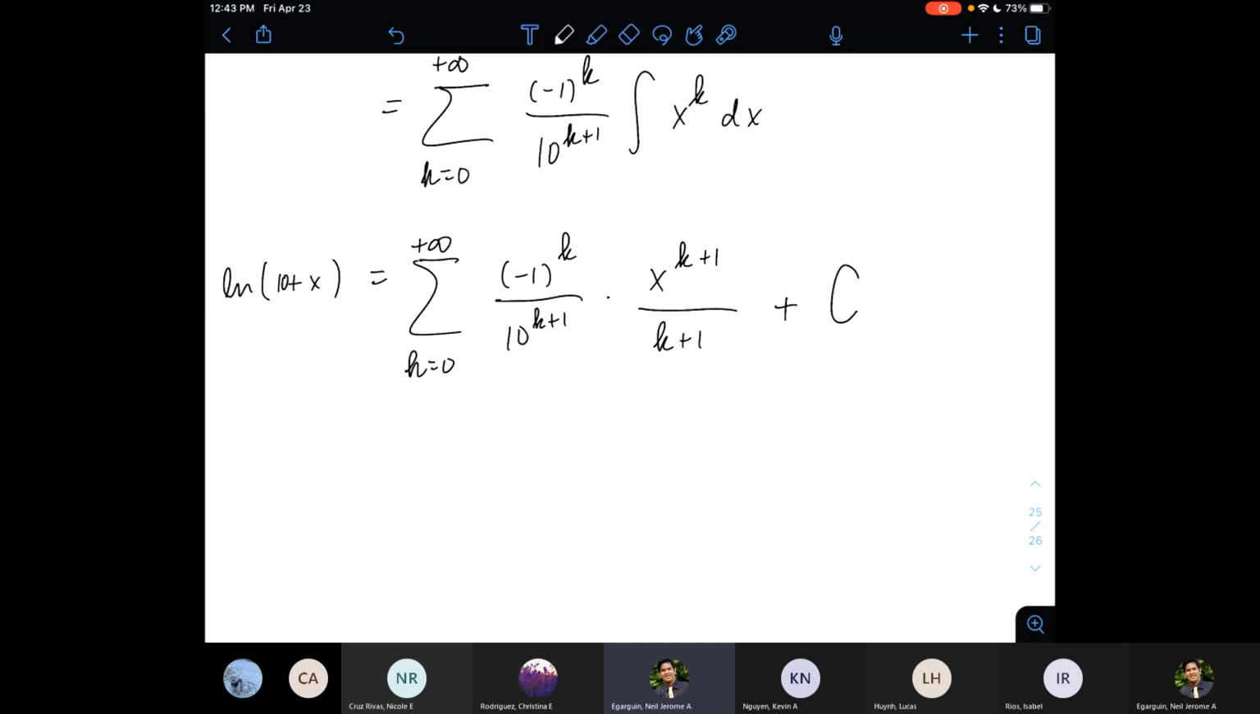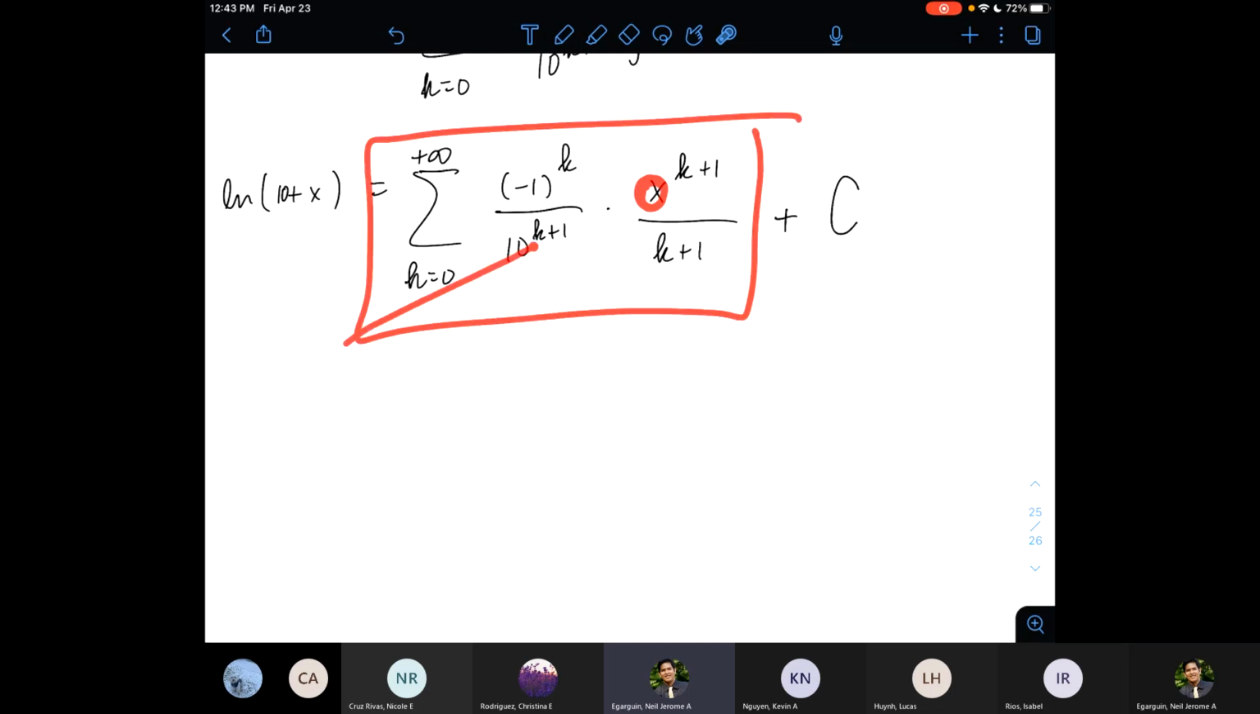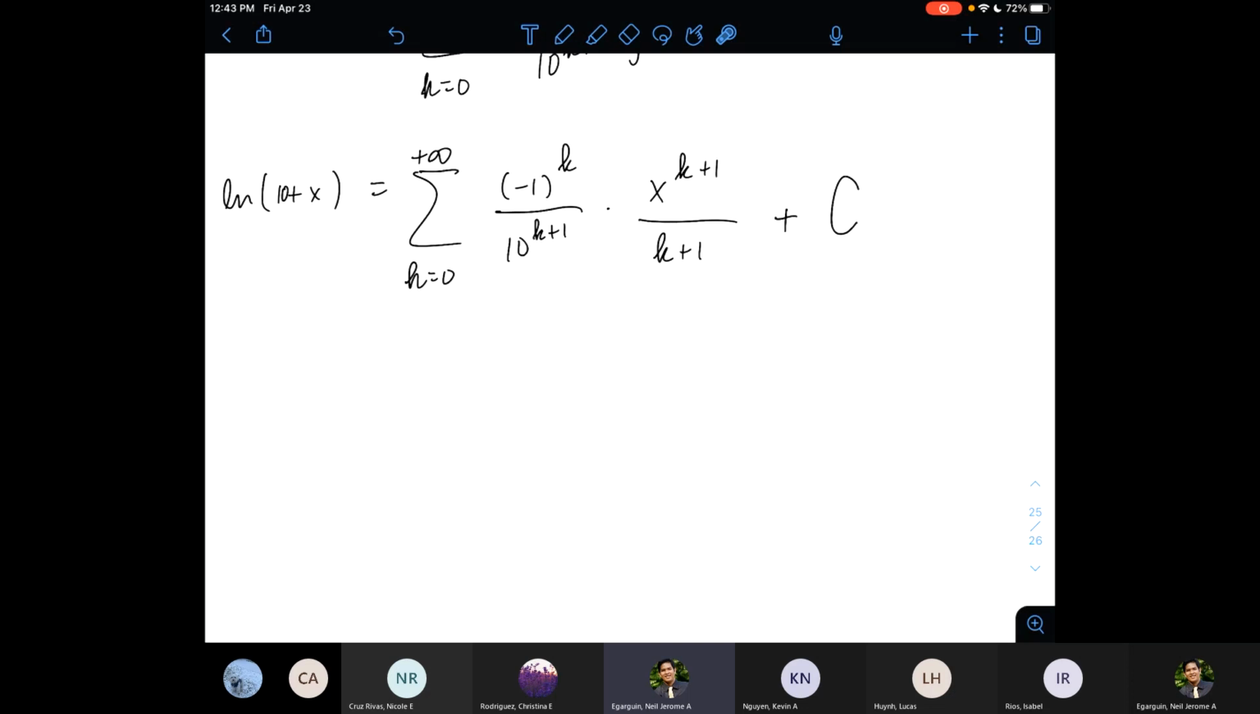Okay. Now what's left to be done is to find the value of c, because we want this guy to be equal to this series, which comes with an arbitrary value for c. So to find the exact value of c, maybe we can plug in 0. The nice thing is that when we plug in 0 for x's, this will become 0. So everything in the summation will become 0, leaving us only with the value of c. So when x is equal to 0, then we'll have ln of 10. That's what we get by plugging in x equals 0.